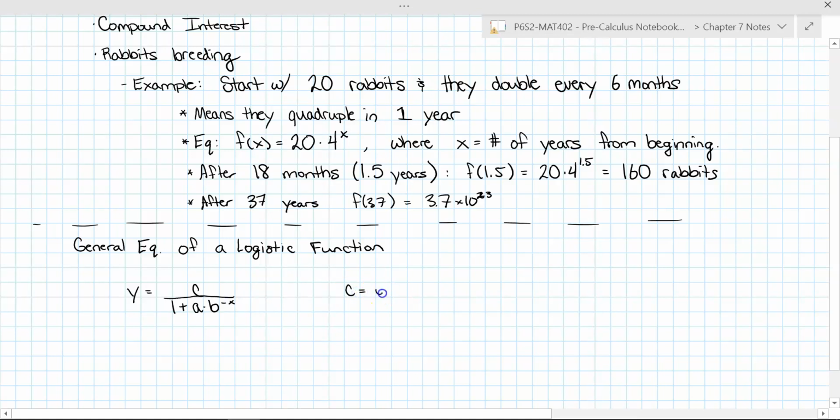C is the upper limit or upper bound on this thing. In the case of a rabbit population, it would be the most rabbits that can possibly be sustained in the area that we're talking about. It's this upper bound, and it'll eventually be a horizontal asymptote. You can't ever quite actually reach it. A and b are constants. We need both of those things to be greater than 0 in this case. And the domain is all real numbers. Everything can go in.